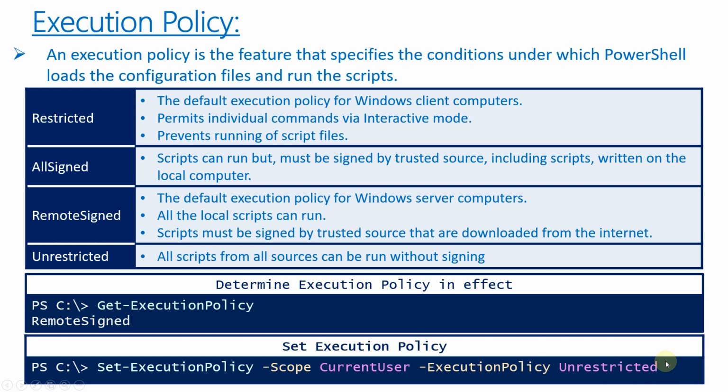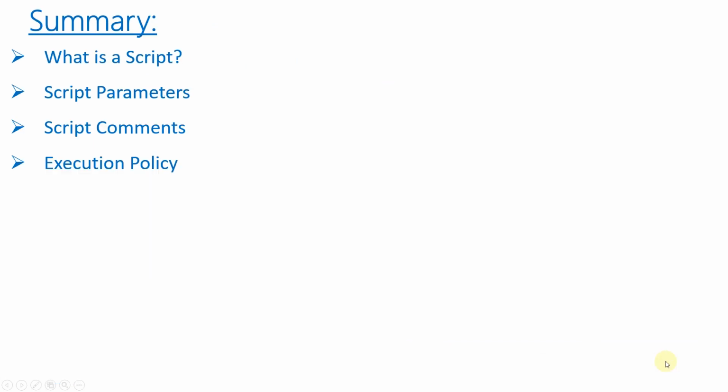So this is how we have seen here what is execution policy, what are types of execution policy, how to check the execution policy, and how to set the execution policy. And here to summarize, we have seen an overview of a script, we have learned what is a script, and we have seen what are script parameters and how we can write script parameters to any script and how we can pass parameters while executing the script.